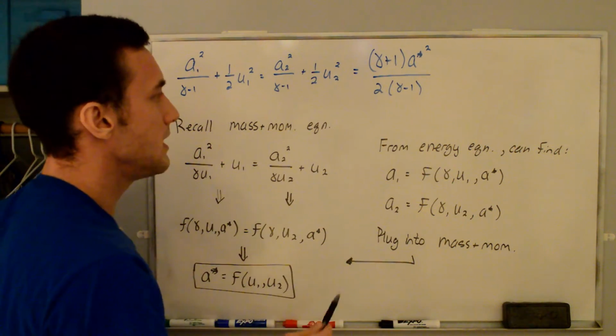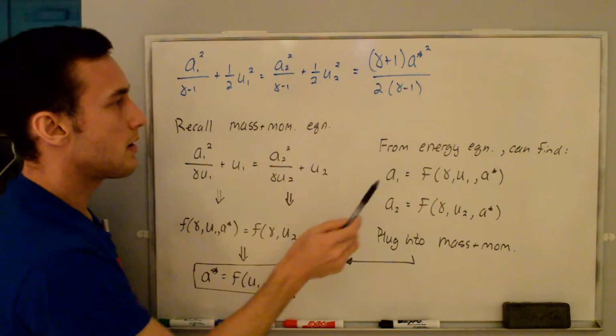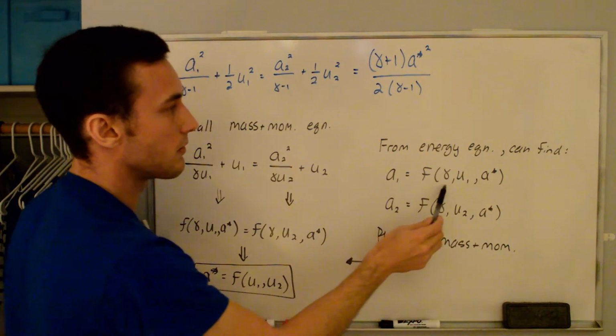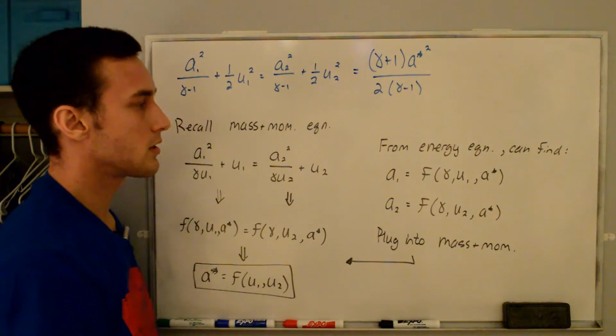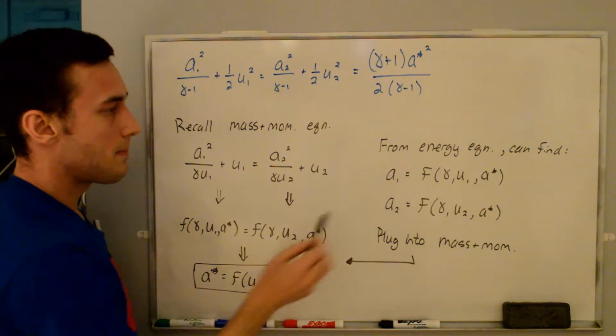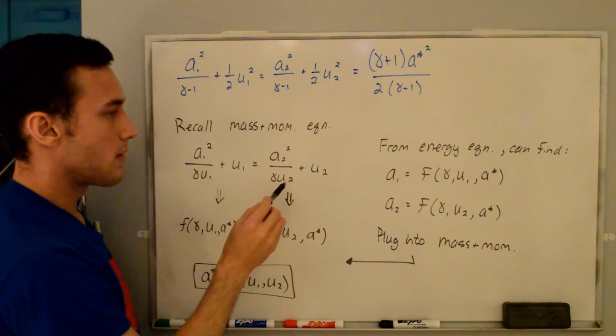to this constant, which means that we can solve for A1 as a function of, you can see there's a gamma, and then there's the U1 here, and then there's the A star. So we can solve for A1 as a function of gamma, U1, and A star. Similarly, we can solve for A2 as a function of gamma, U2, and A star. Now, if we plug these into the mass and momentum equation here, so I'm going to plug in A1 and A2 into the mass and momentum equation.